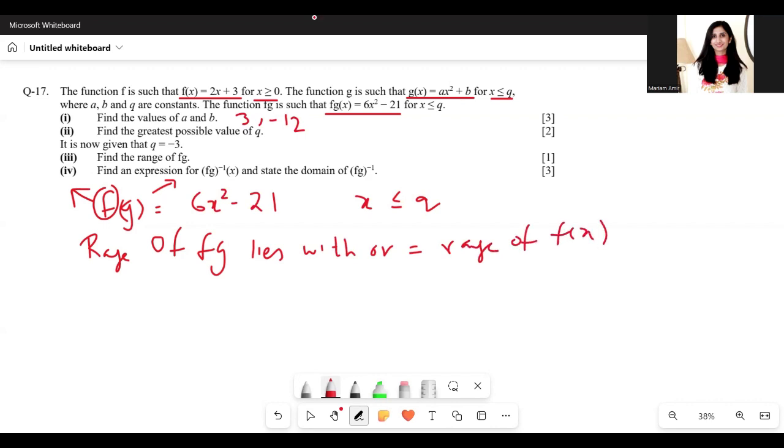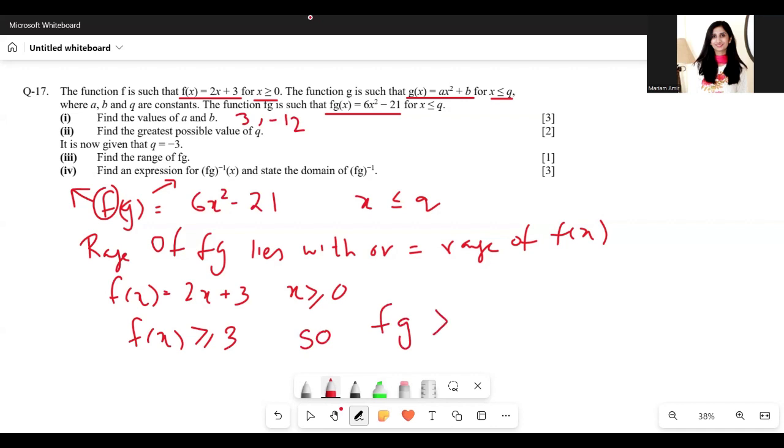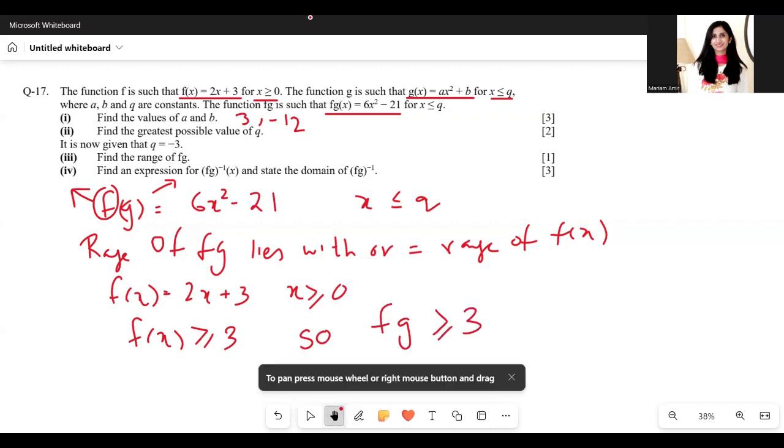Let's take a look at f(x). f(x) is 2x + 3 and its domain is x ≥ 0. So the range of f(x) is f(x) ≥ 3. The minimum value x can take is 0, then f(x) is equal to 3, and as x increases, f(x) also increases. So the range of f(x) is f(x) ≥ 3, so the range of fg is also ≥ 3.